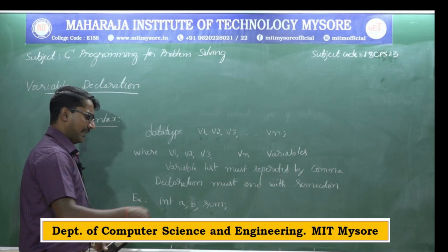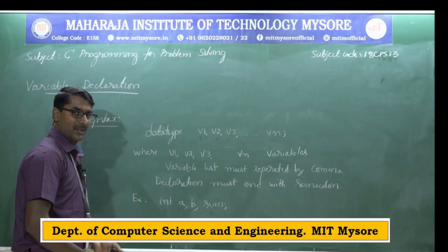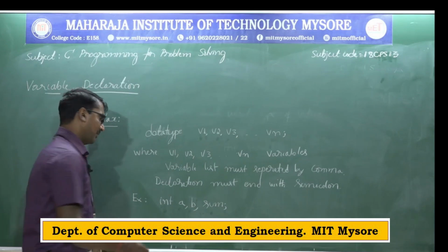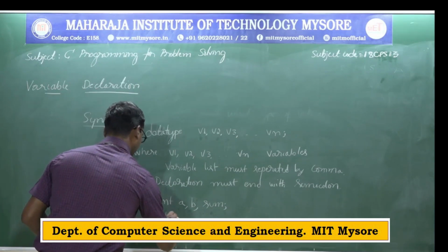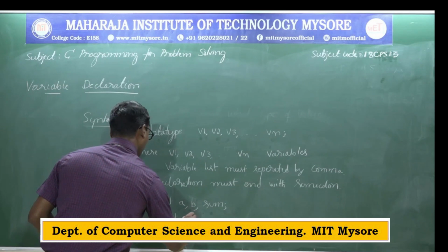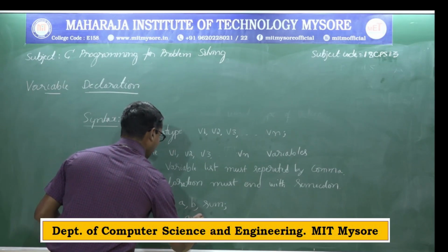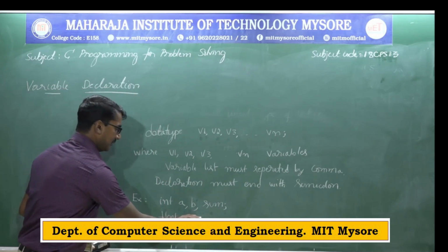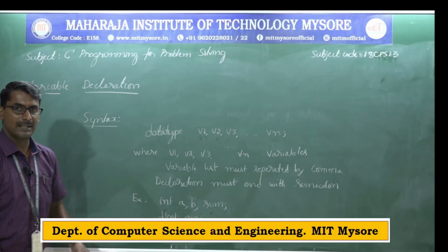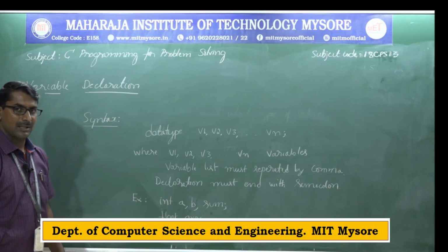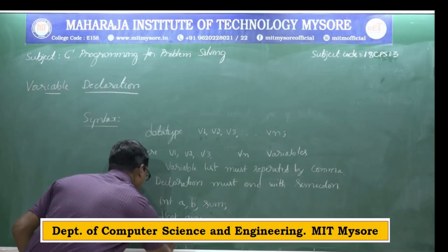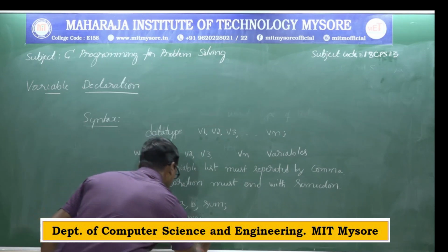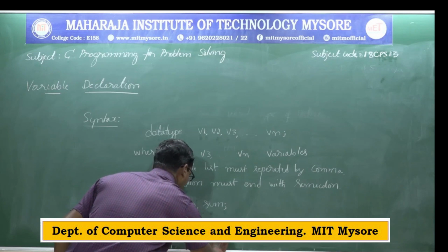If you want to find the average of these numbers, the average will be of floating point type. So float avg, end with semicolon. Okay, this is the floating point type. So if you want to store a double type value, then double value.